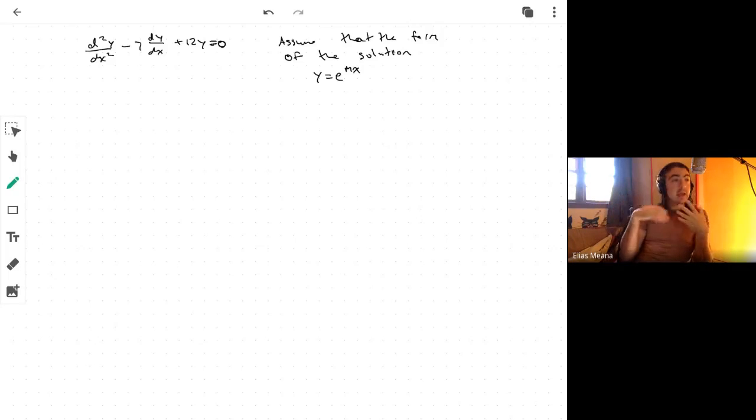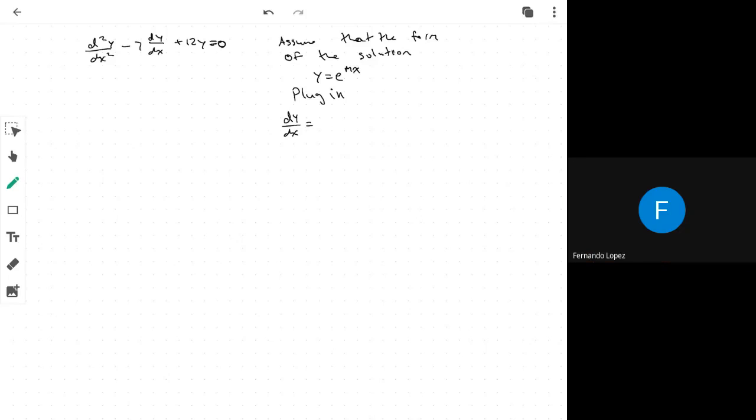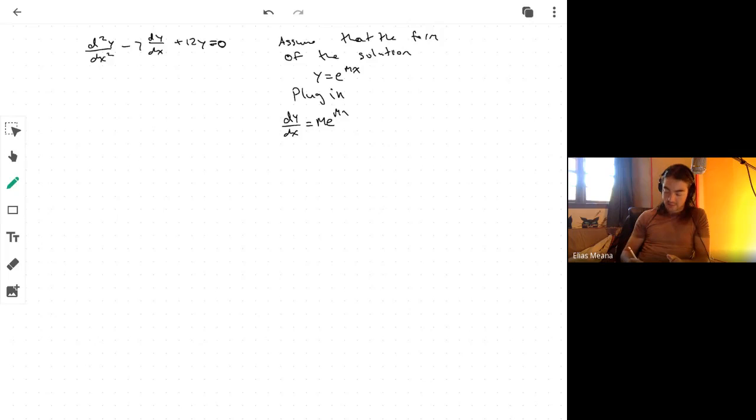Okay, so if we assume that this is the form of the solution, that's a very vague term, right? Then we can just say, all right, let's plug it in and see what happens. If we plug it in, we need to find the first derivative, right? What's the first derivative of that thing? M times e to the power of mx. Good. M e to the mx. What's the second derivative?